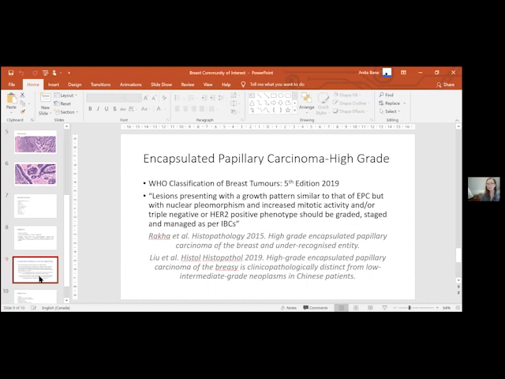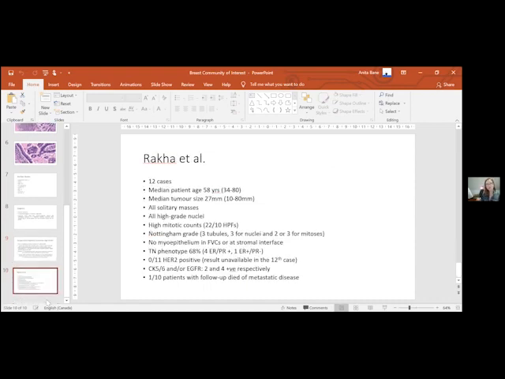and the second by a Chinese group, Liu et al. The latter I could only access in abstract form, but the former I was able to download and review the paper, and I'm happy to share that with anybody if they would like it. But I thought it would be valuable, perhaps, in light of this case, to go through that paper.